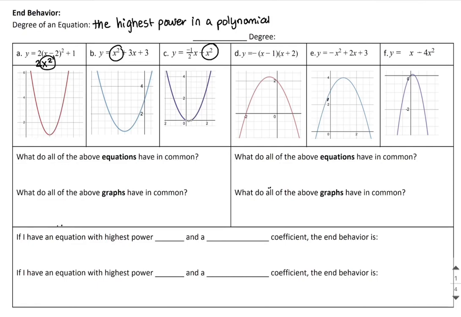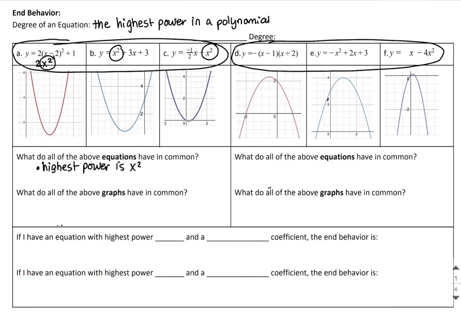And that's important. That's the highest power. Also, in all of those equations, x squared is the highest power. Another thing that's really important when I'm looking for the shape of a polynomial is that these all have the same shape, and the reason is that the highest degree in all of these equations is x squared too.